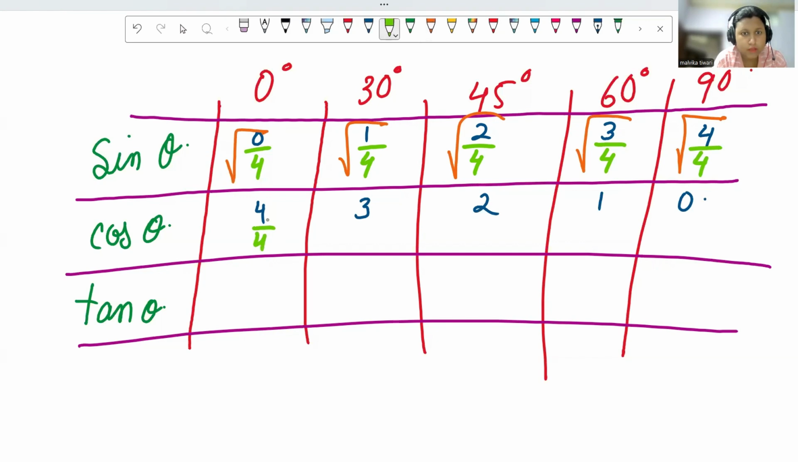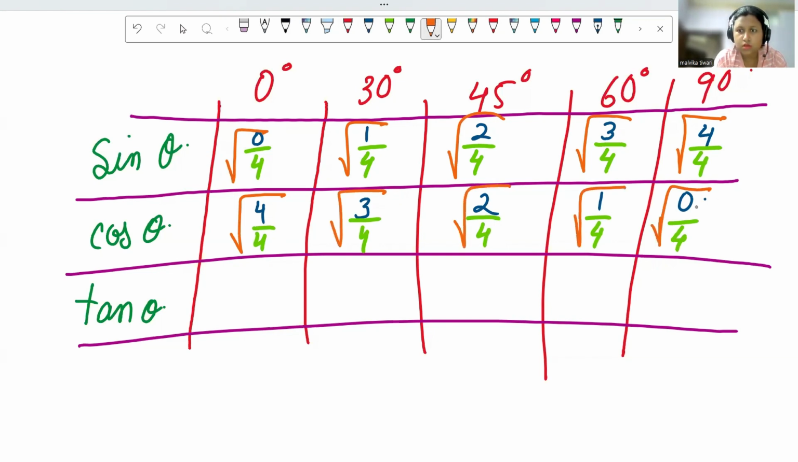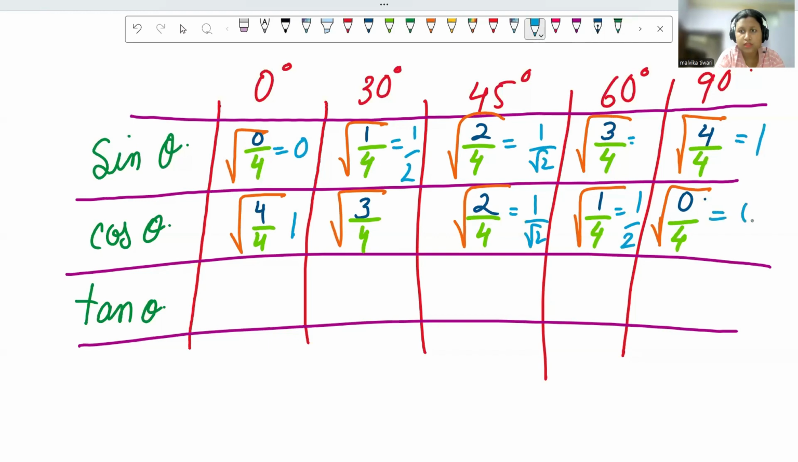Same thing applies for cos. So by 4, by 4, by 4, by 4 and by 4, and take a root over. Now here our ratios are: this is 0, this is 1 by 2, this is 1 by root 2, this is root 3 by 2, and this is 1. Here this is 1, this is root 3 by 2, this is 1 by root 2, this is 1 by 2, and this is 0.